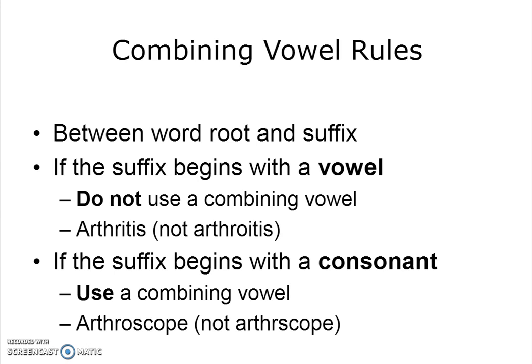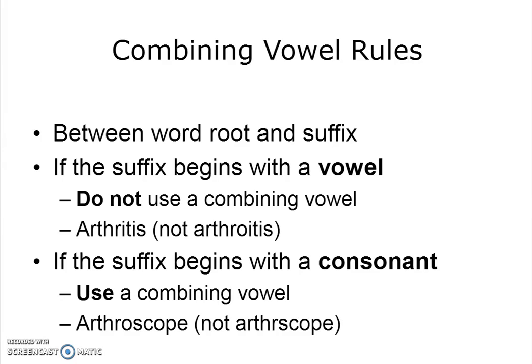Just like any language, there are rules regarding the use of vowels. The rule we see in this slide deals with the use of the combining vowel between a word root and a suffix. If the suffix begins with a vowel, we do not use a combining vowel. For example, in the word arthritis, arthr means joint, and itis means inflammation. Typically, to combine the two, we would use the combining vowel O, but because the suffix itis begins with a vowel, we would not use the O. We would just connect the two word parts together to form the word arthritis.